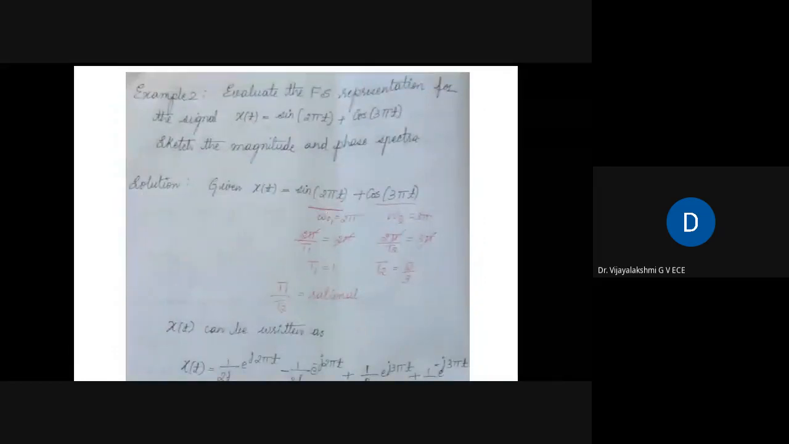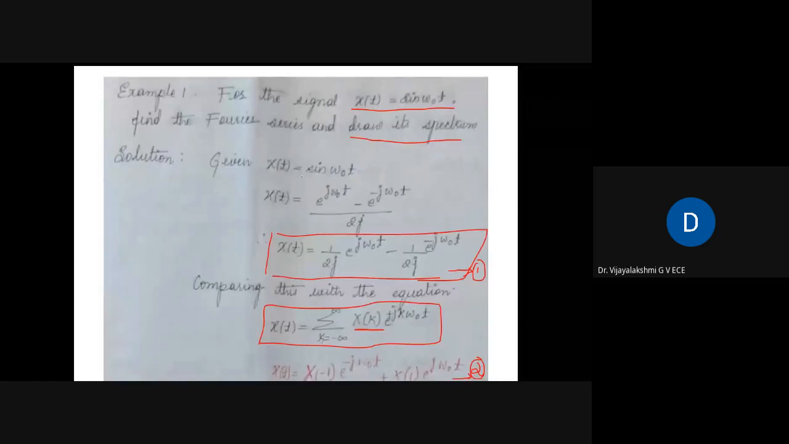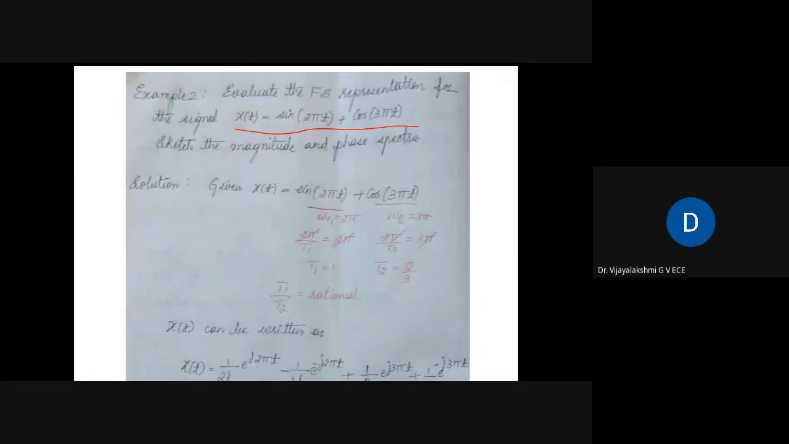In the first example, we had only one signal, sine omega naught t. But here I have the sum of two signals. You are given x of t equal to sine 2 pi t plus cos 3 pi t, a summation of two sinusoidal signals. You have to evaluate the Fourier series representation for the signal. That is, you have to find the Fourier series coefficients and then sketch their magnitude and phase spectrum.